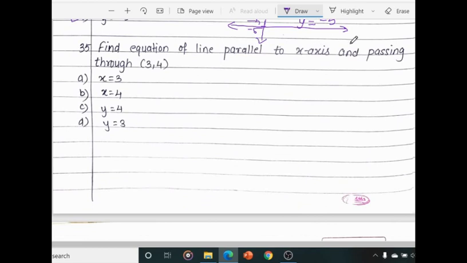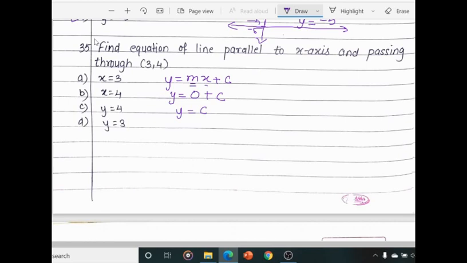Find the equation of a line parallel to the x-axis and passing through the point (3, 4). We know the equation of a line is given by y is equal to mx plus c. We know the line is parallel to the x-axis, which means its slope is 0. So m is 0, so m into x is also 0. We get here y is equal to c.